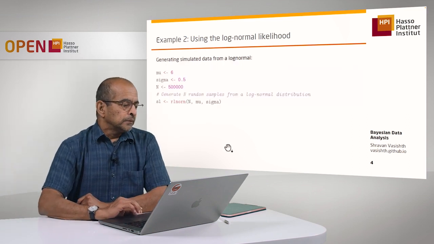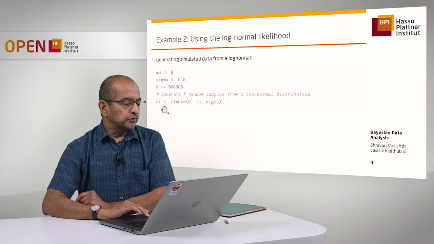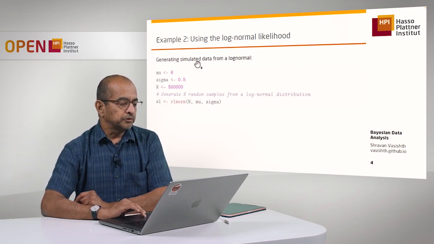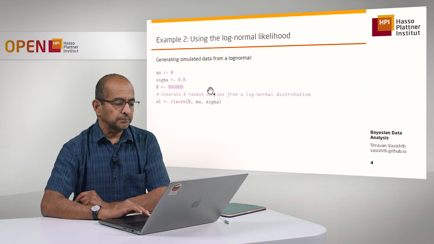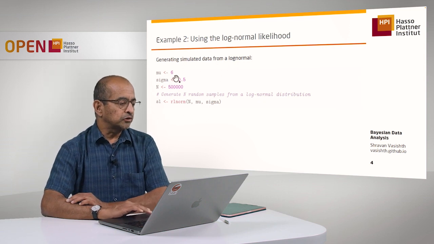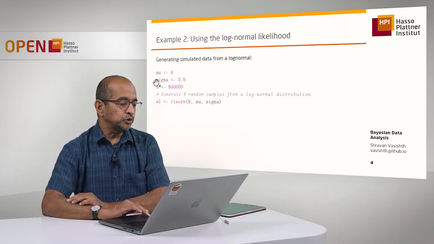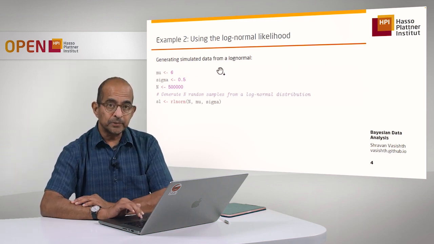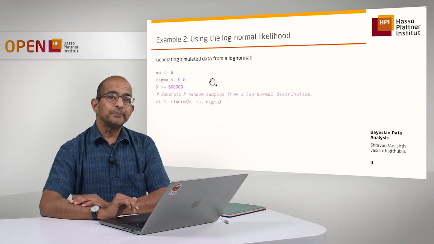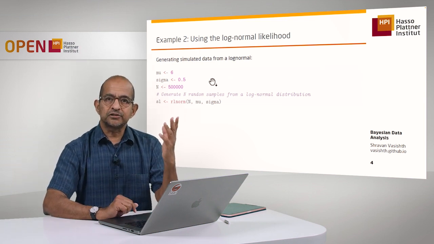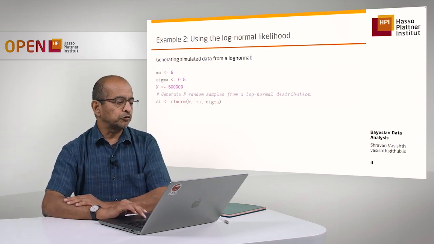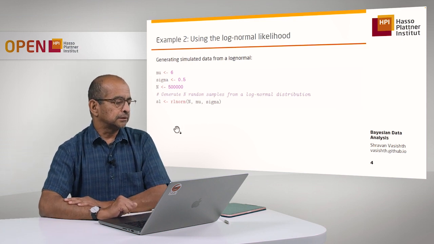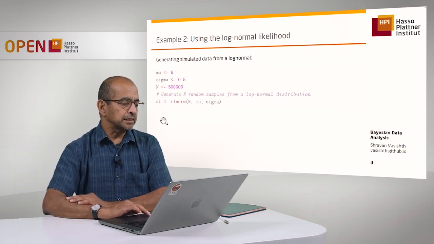So there's an example of generating some simulated data from the log normal. How do I do this? I define some parameters mu and sigma on the log scale. Okay, so 6 log milliseconds. What would that be in milliseconds? Just take the exponent of 6. That would be the reaction time in milliseconds, right?